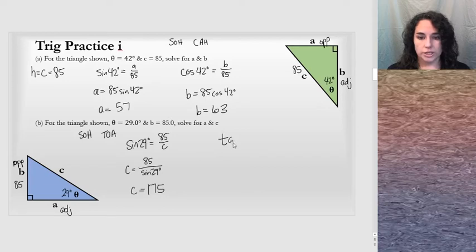We'll do tangent here. Tangent 29 degrees equals opposite over adjacent, which is B over A. I know B is 85, but I don't know A. I can solve for A though, do a little bit of algebra on this equation. I get 85 over tan 29 degrees. And when you plug this into your calculator, you get A is 153 units. Those are basic applications of SOHCAHTOA with right triangles, no context.